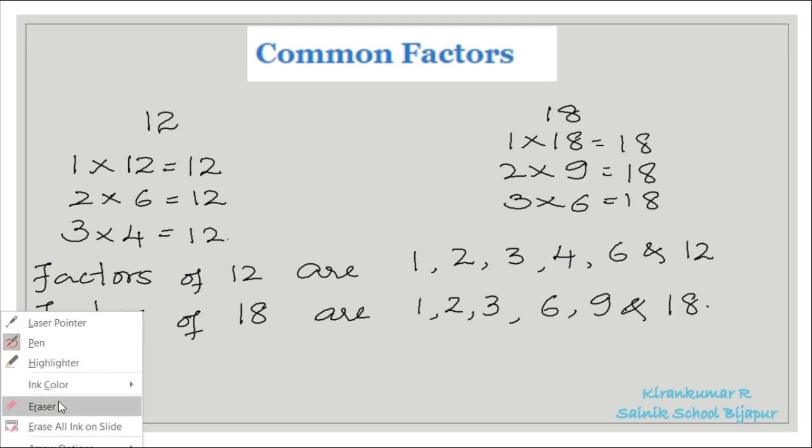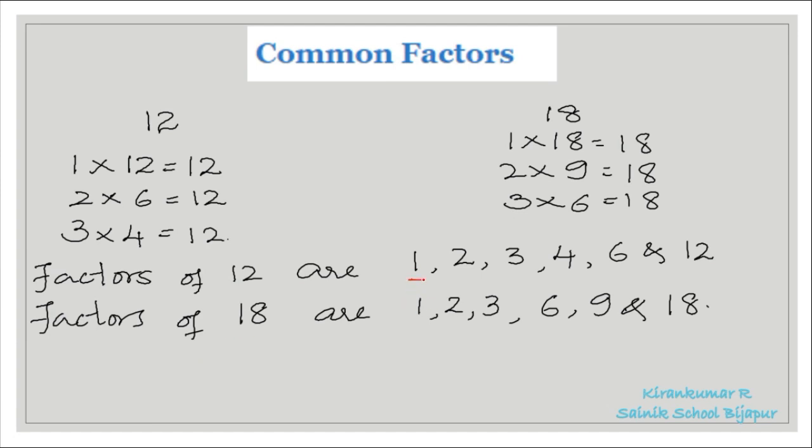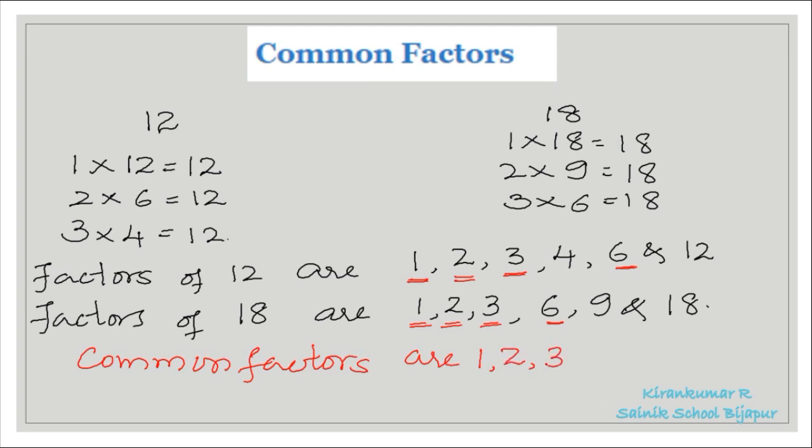Observe both the products. In that you will come to know 1 is there in both, 2 is there in both, 3 is there in both, 4 is not there, 6 is there in both. That's it. So the common factors are 1, 2, 3 and 6.